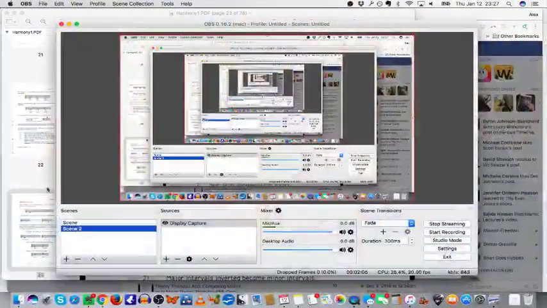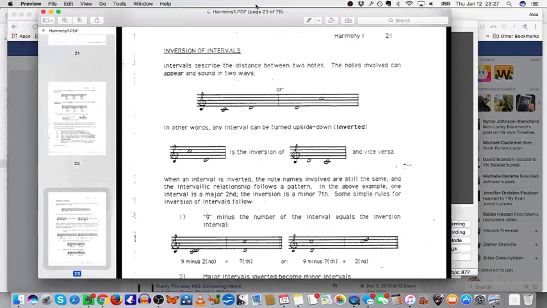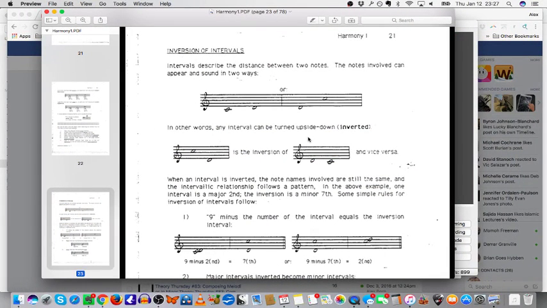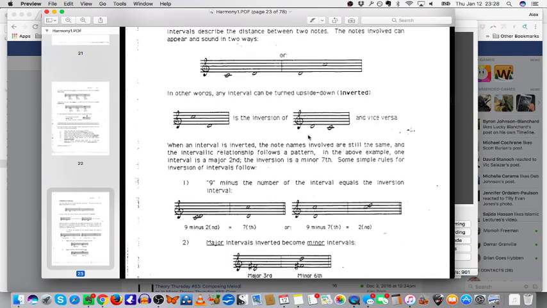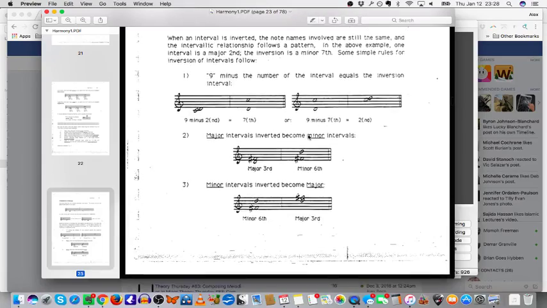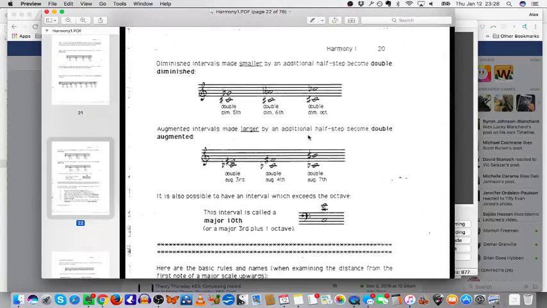Today we are talking about inverting intervals. This will be a quick one, and it's pretty straightforward. Let me switch to my desktop view here. And here we go. Okay. So it's pretty easy. With inverting intervals, you basically just need to memorize a couple rules, which are really easy to understand, and then you're good.